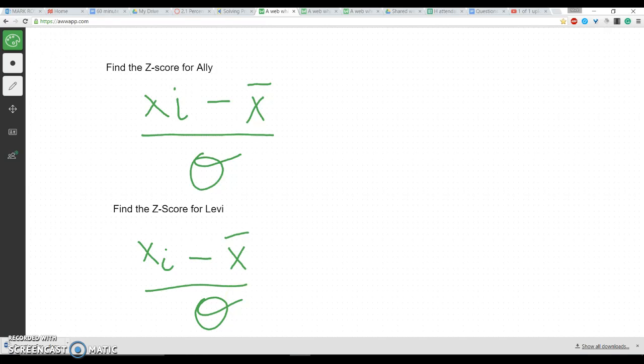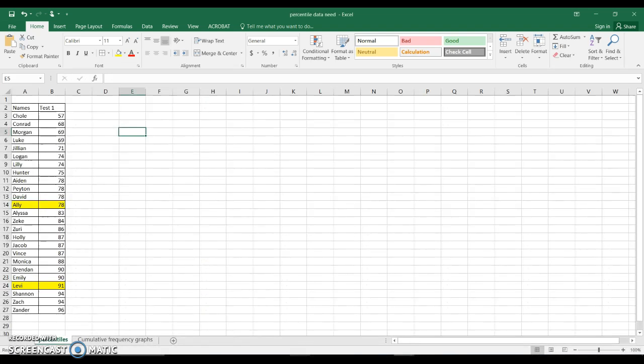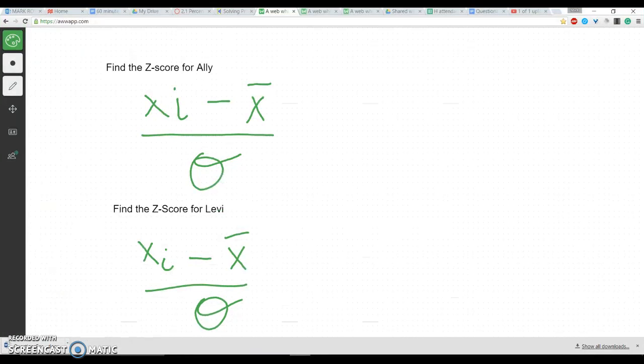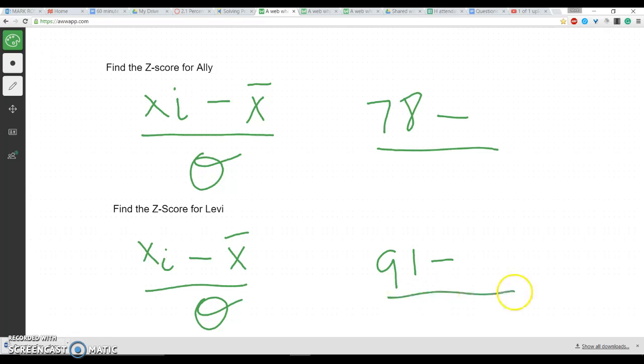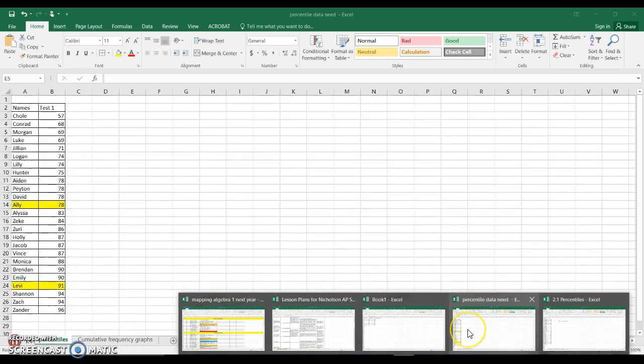So the first thing we're going to do is find our x sub i, which is 78 for Allie's case. So that was 78 all over, well, we'll find the mean in a second and the standard deviation in a second. And Levi's was 91. So let's go back and calculate these really quick. In Excel, it's very, very easy to calculate these two things.